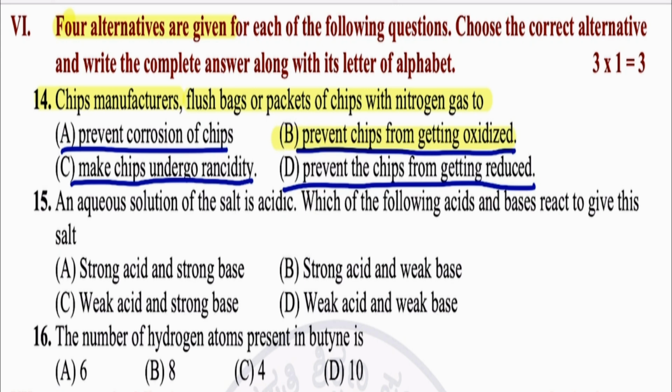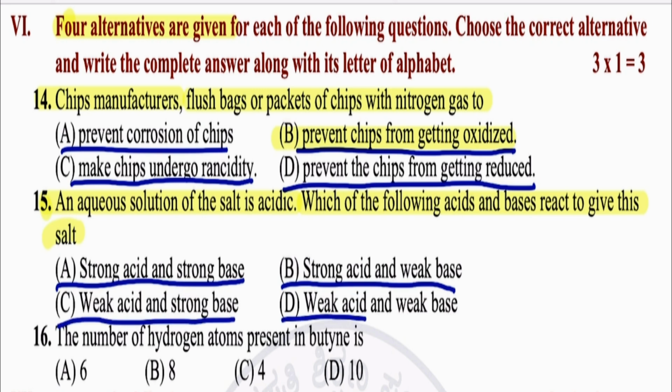Question number 15. An aqueous solution of a salt is acidic. Which of the following acids and bases react to give this salt? Option A, strong acid and strong base. Option B, strong acid and weak base. Option C, weak acid and strong base, and option D, weak acid and weak base. So the correct answer is option B, strong acid and weak base.